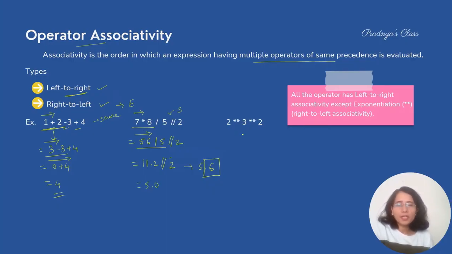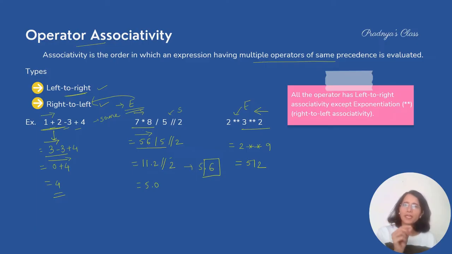Let's solve one more expression having exponential operator, and you know exponential operator has associativity right to left. So this time we should evaluate from right side. So first of all, the square of 3 will get calculated, so we will get 9. Now 2 to the power 9 means we will get 512. So whenever we are evaluating any expression, we should keep in mind what is the precedence of the operator and what associativity it follows.